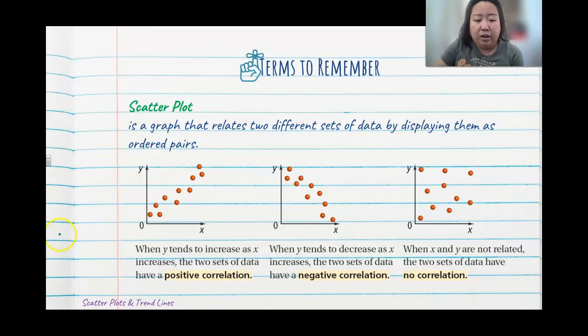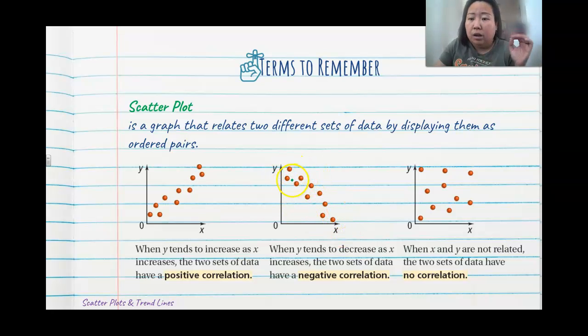It could have a positive correlation, in such a way that you will notice that the y tends to increase whenever your x is increasing, okay? So as you can see, it is somehow related to a positive slope. So your scatter plot is leaning to the right. When it is leaning to the left, you can imagine a negative slope of the line, that is when you have a negative correlation.